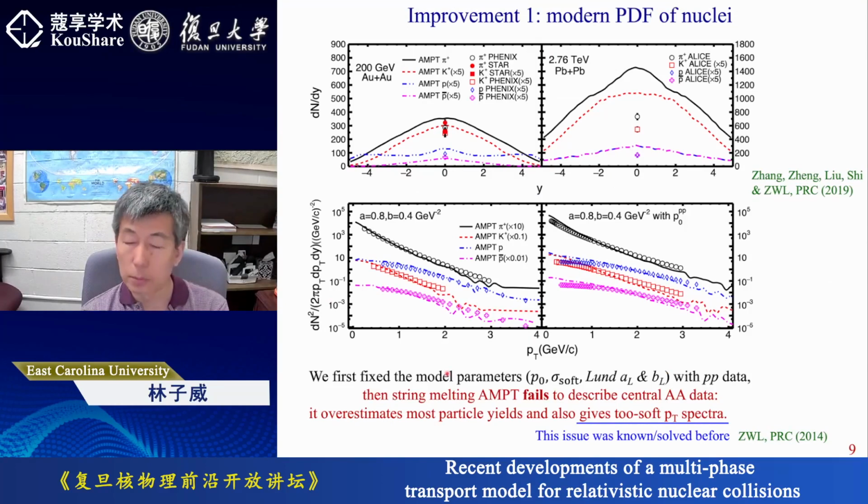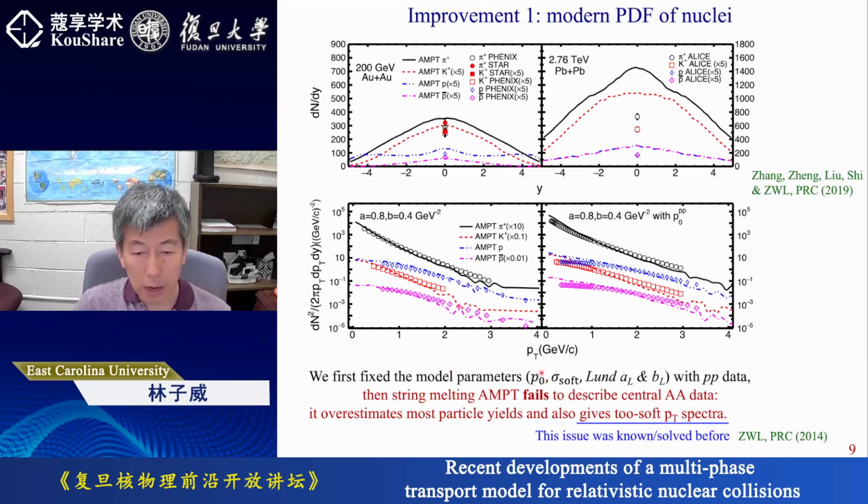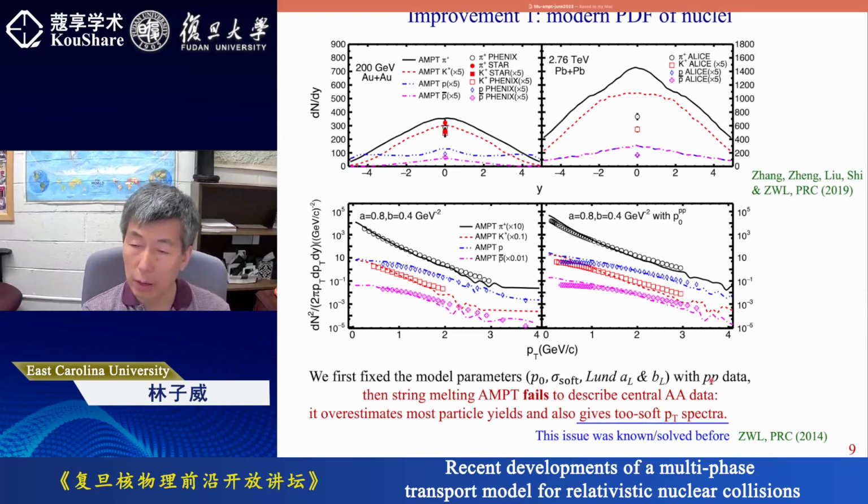So we have done that work, and then we have retuned the model parameters, because those will be needed when you have a new structure PDF function. We have fixed those parameters, for example, the mini-jet cutoff P0, and also the Lund parameters A and B, with the PP data. As a result, we can nicely fit the PP data at various energies over a wide energy range. And then we apply the same model, same parameters to central AA collisions.